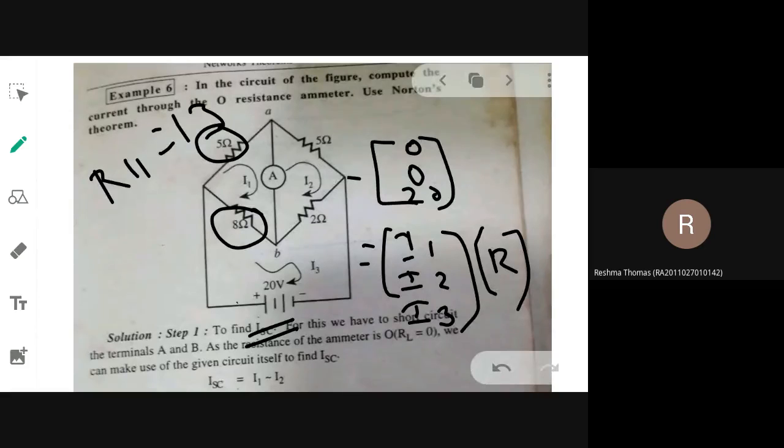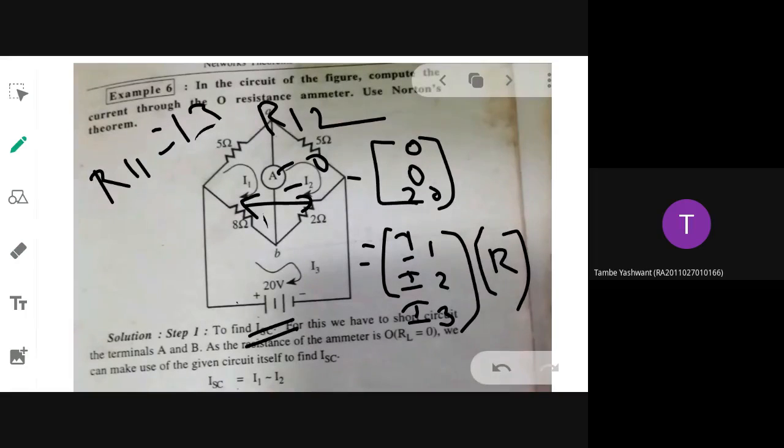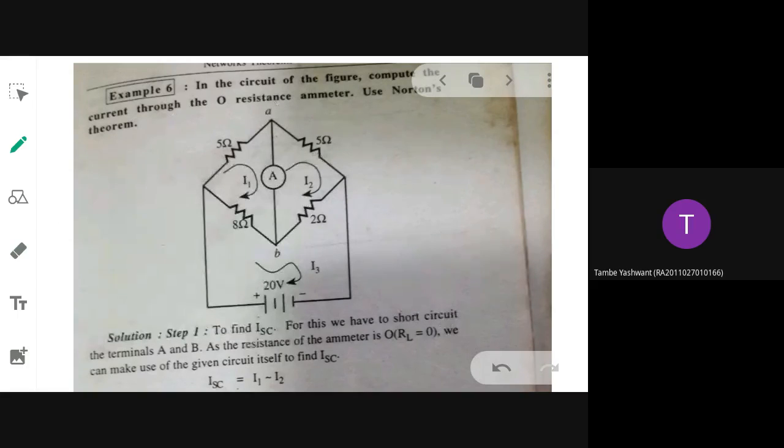Okay, what about R12? It is 0. Between these two meshes there is no common resistance, so 0. What about R13? Between this mesh and this mesh, 8 ohm is common, so that is minus 8. R31 is also minus 8. Then R21: 0. Okay.